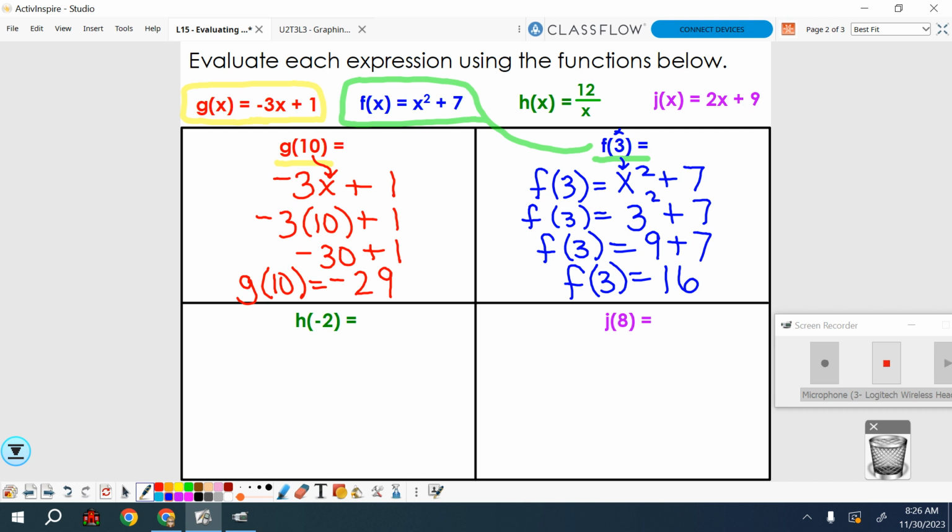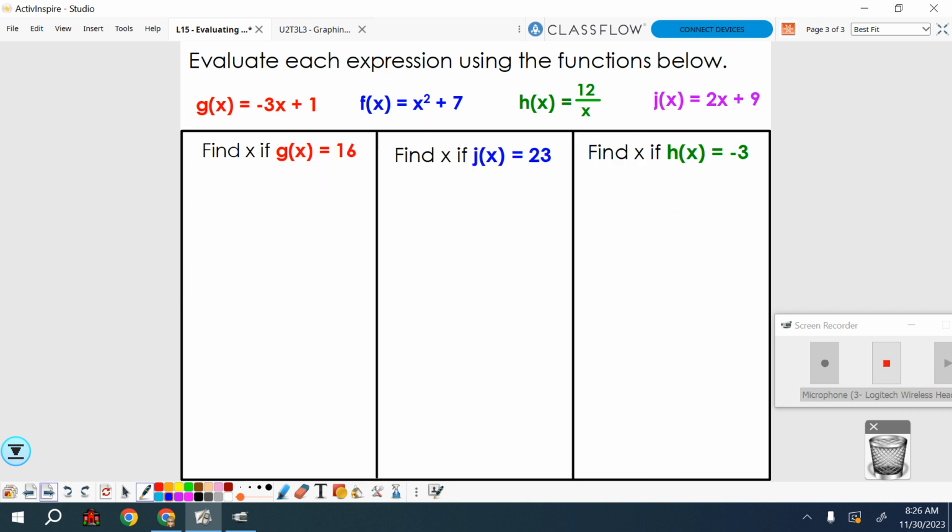Okay. Now, the next 2 problems I'm going to let you do on your own, but I'm going to talk to you about what we see at the bottom of this worksheet. These problems work backwards. So this is looking for our x value. Remember, what's inside your parentheses is x. What comes after is your output, your y value. So if g of x, this function right here, equals 16, what I can do is substitute this part of this function for 16.